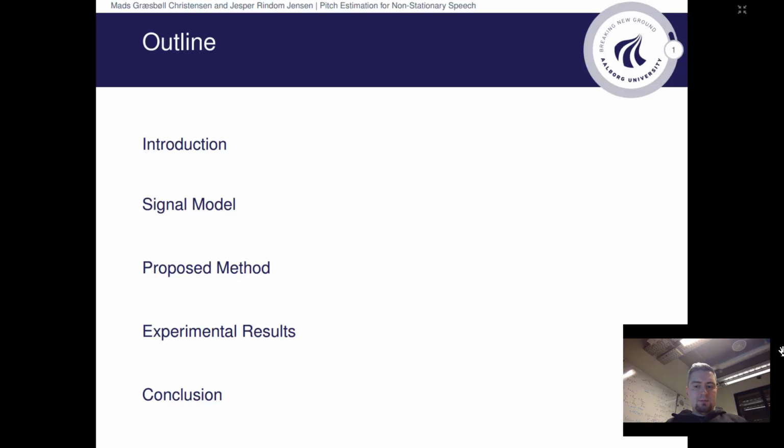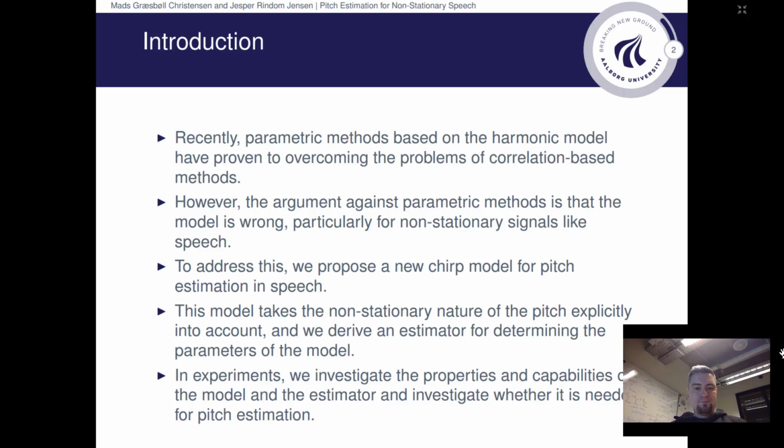Okay, first an outline of my talk here. I'm going to give a bit of introduction and then talk about the signal model that this work is based on. Then I'm going to go into a bit of details about a method for finding the parameters of the model, and then I'm going to show some experimental results and then conclude on the work.